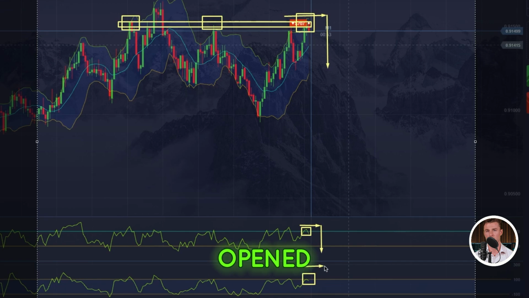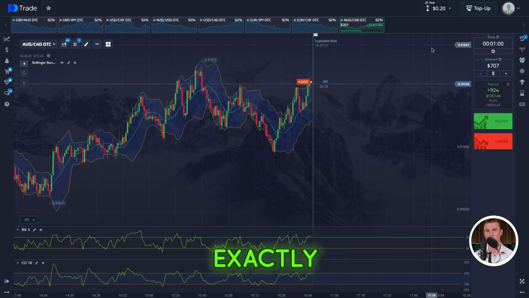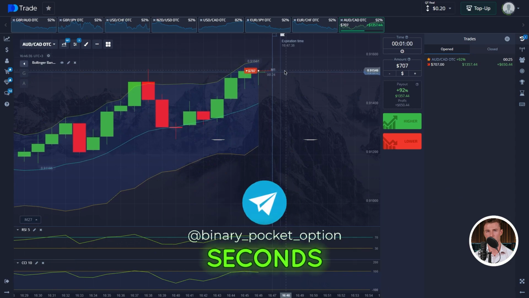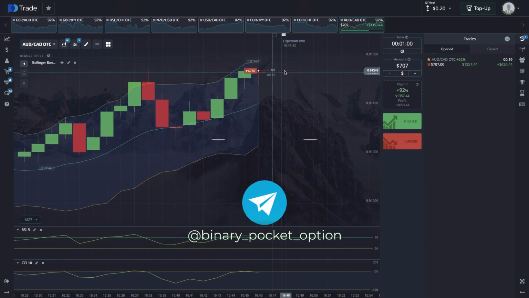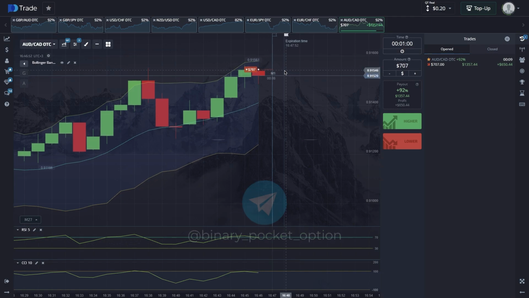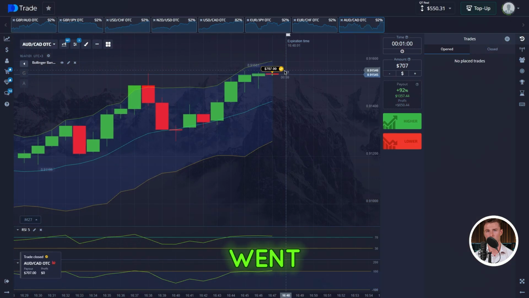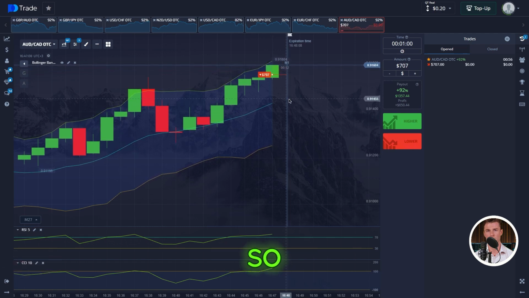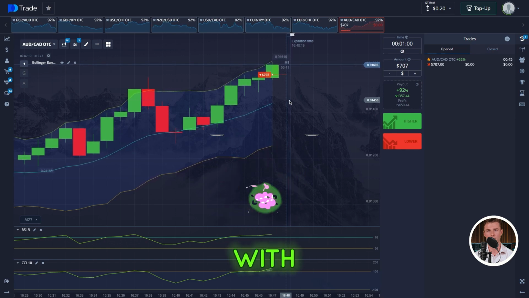Already we opened 5 deals in exactly the same way. Let's look at the result of the transaction. There are 25 seconds left. The deal went to 0, and then we open a second deal. The exit still has to happen, so we don't hesitate and open our second deal. Let's watch the result. I think that the exit should happen with us.